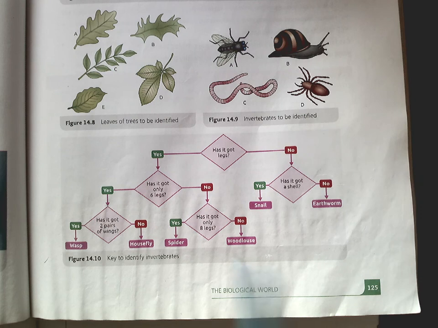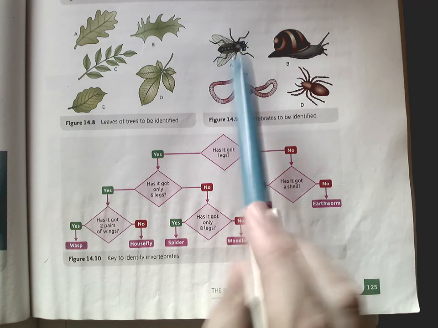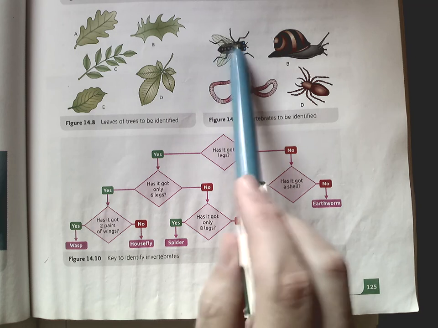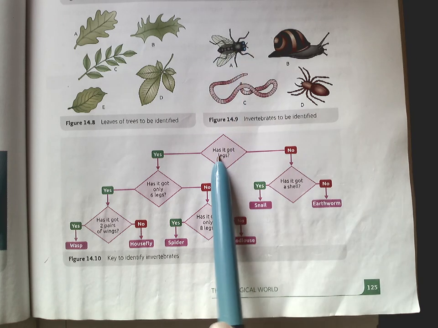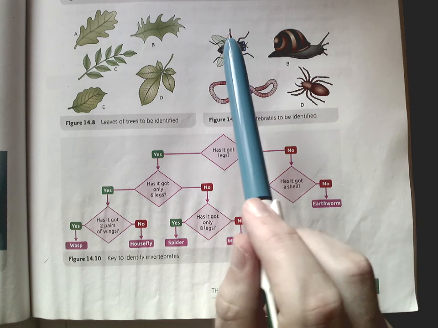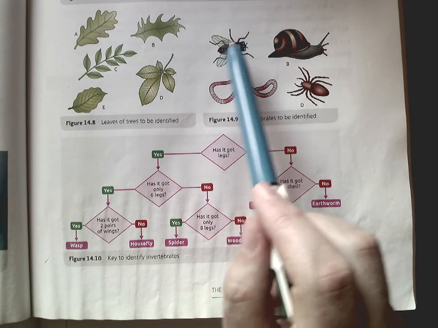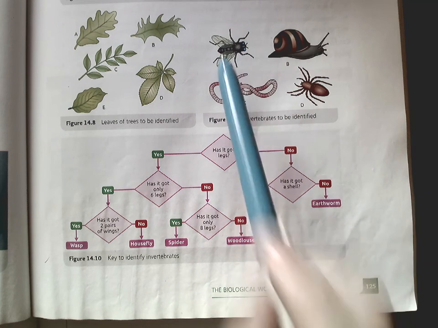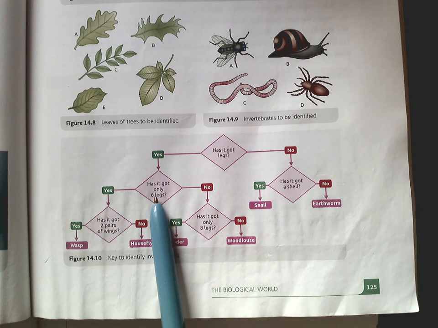But again, we can use this here, which is known as a key, and it can be used to identify a particular organism. So you start off, and let's say we take this guy, so we know it's a fly, but imagine if we wanted to know what particular type of fly it was. So we start off with our question: has it got legs? We can look at it, and if you're looking at a particular animal that you had captured, we can see that it clearly has legs. So has it legs? Yes. So we move over here, and then we go down to this next question.